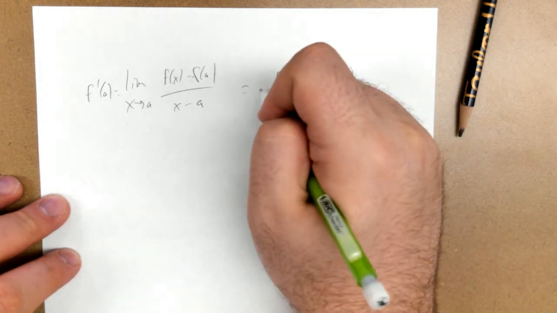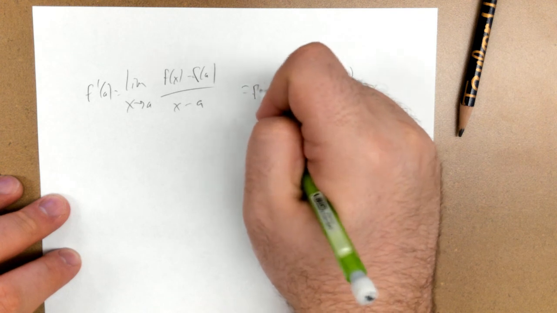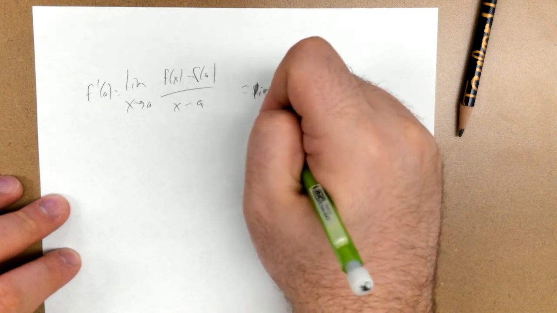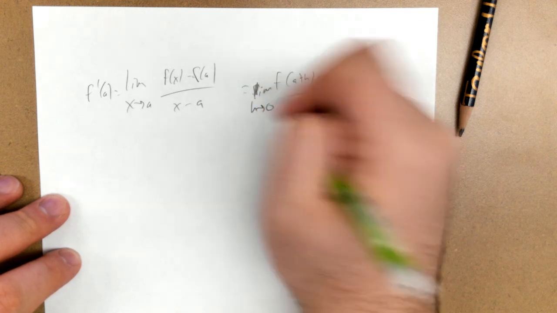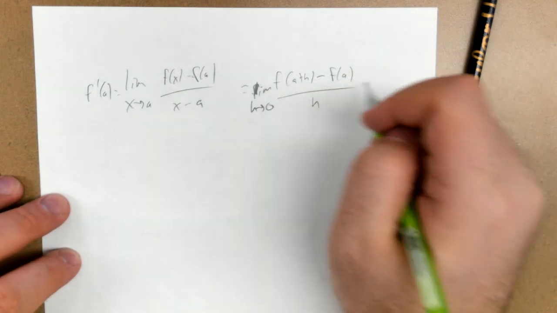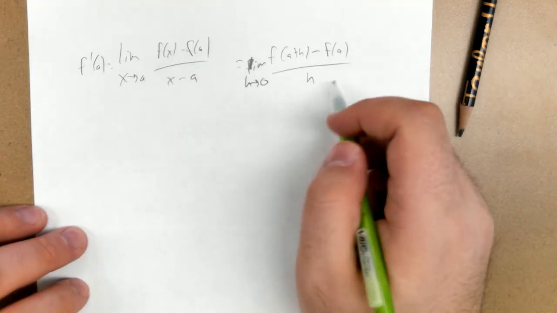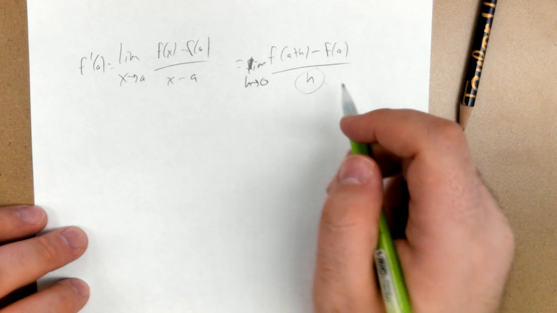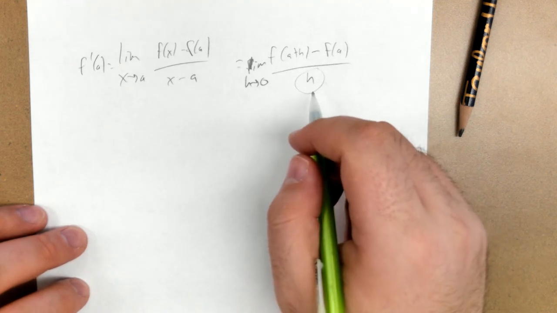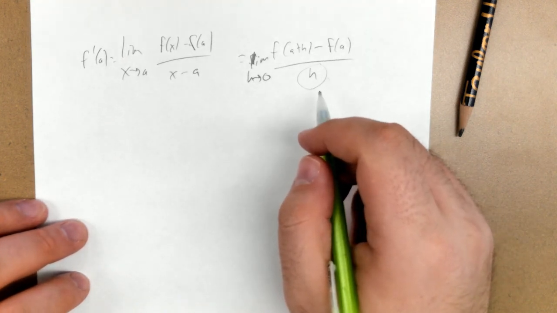Or if you're trying to do f prime of x, this is the limit as h goes to 0. If you're doing f prime of x, then you would just put x instead of a. I tend to like this one better because it's simpler just to cancel the h on the bottom, but both work.